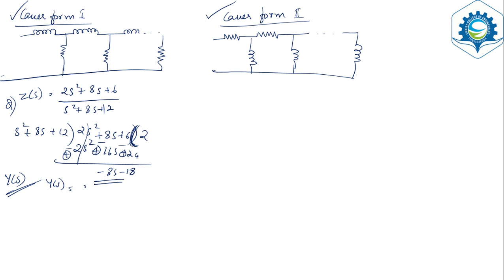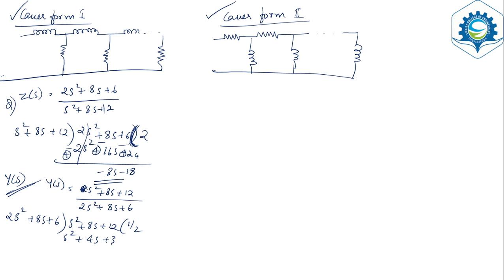Over here, Y(s) is equal to (s² + 8s + 12) divided by (2s² + 8s + 6). Now you do the continued division. That is 2s² + 8s + 6, and here you have s² + 8s + 12. You keep on continuing. So here it will be half, so that will be s² + 4s + 3. You do the subtraction and you get 4s + 9. Then you take 2s² + 8s + 6 over here and keep on continuing.